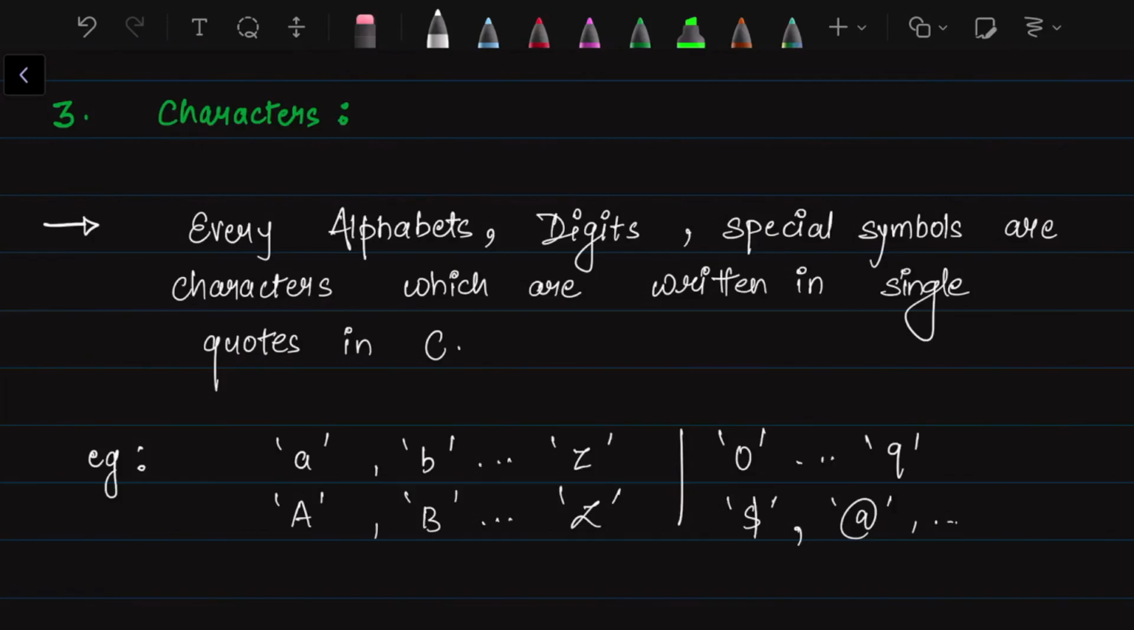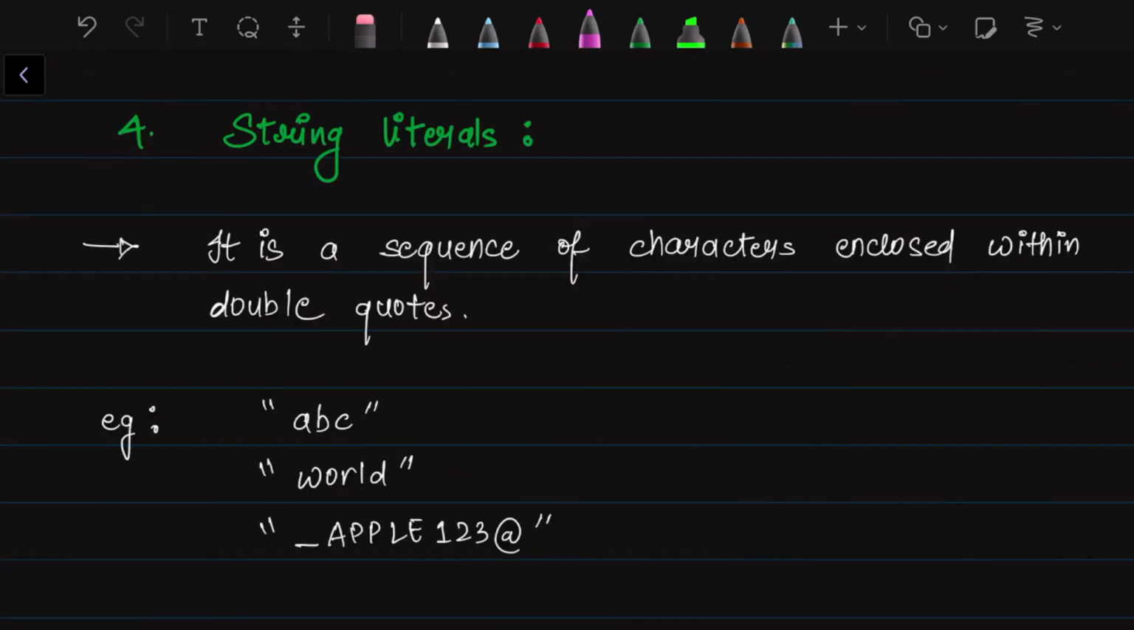One more thing, a space can also be considered a character. If I write within single quotes just a space, there is nothing else, only a space, then this space is also going to be considered a single character. So you need to take care of this as well.